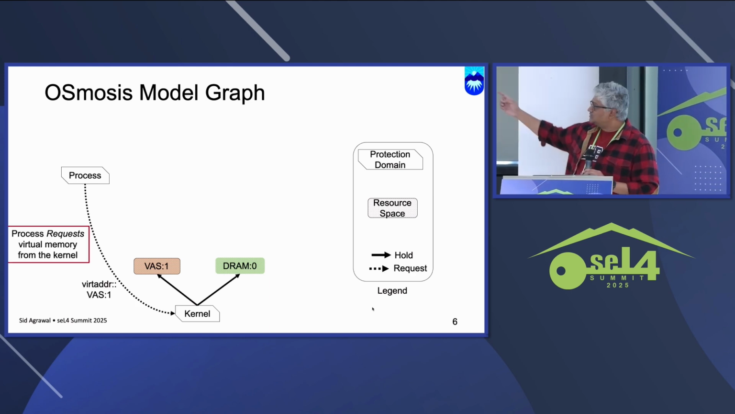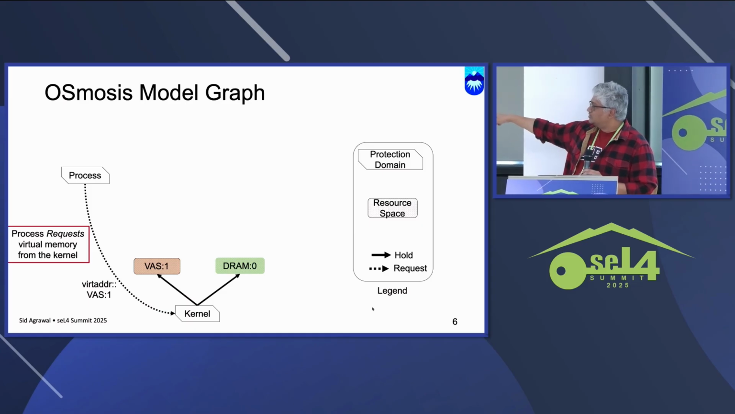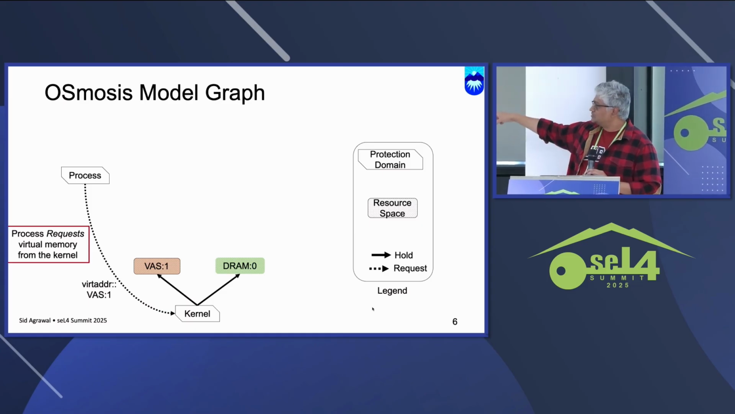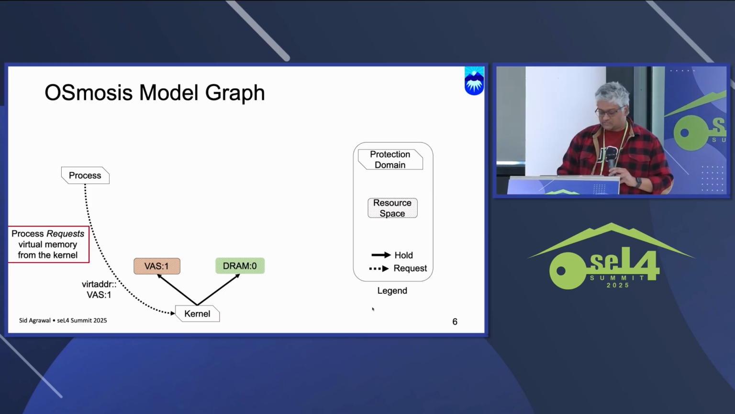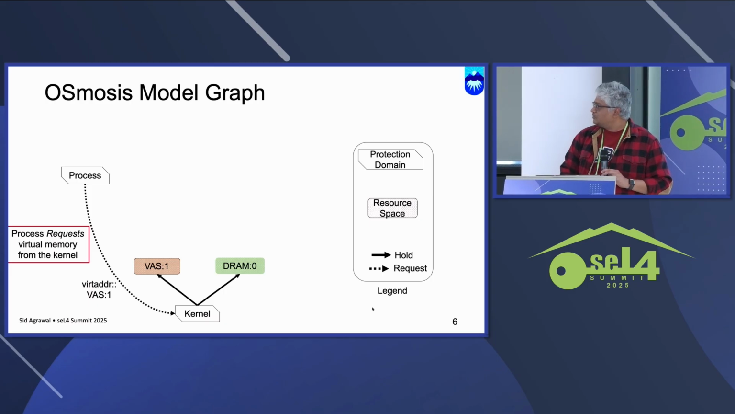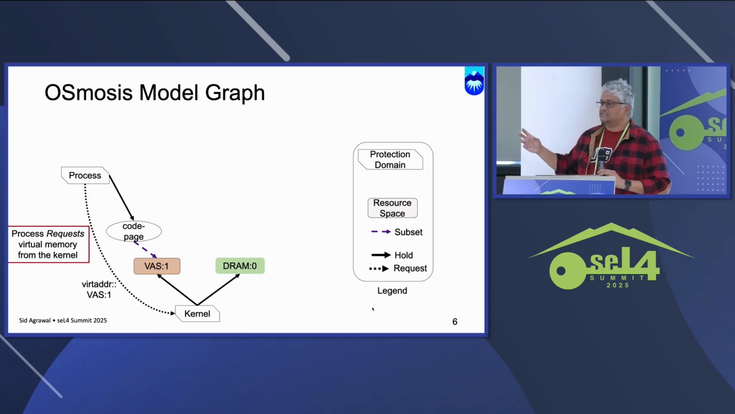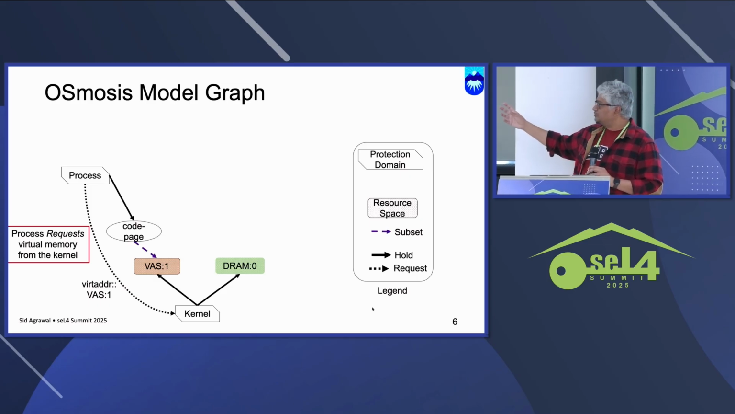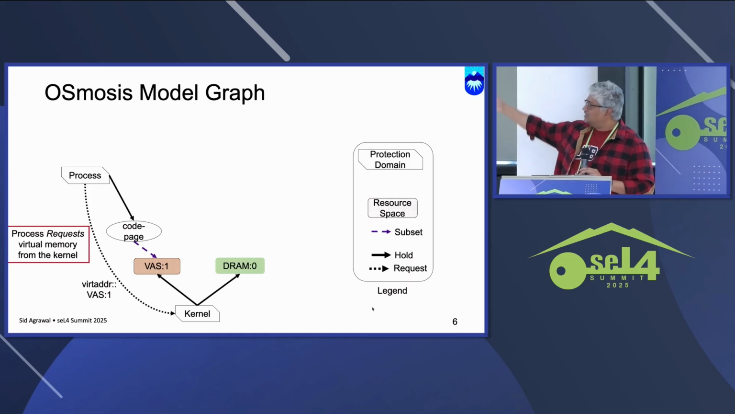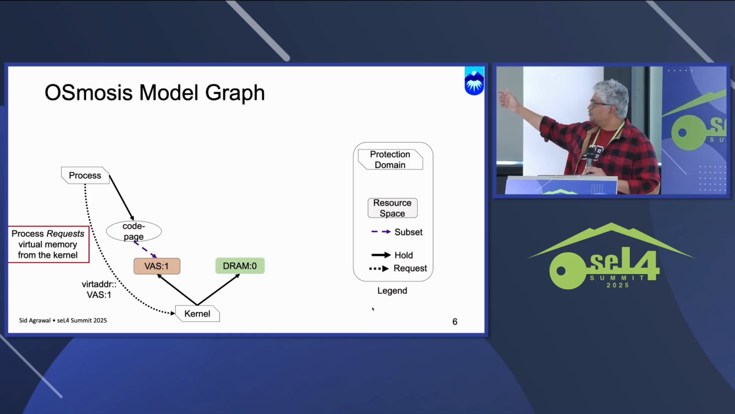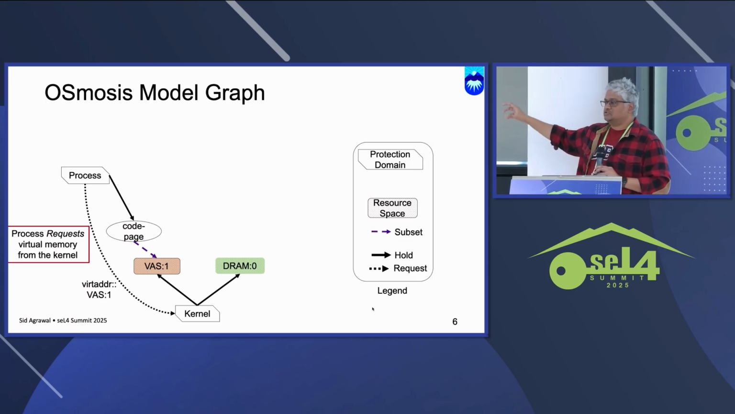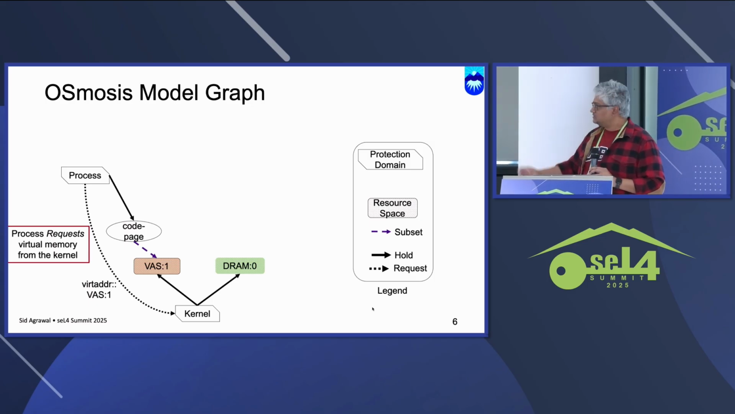And a process, using the dotted edge called a request edge, can request resources from another protection domain. So in this case, the kernel. And by requesting, it'll get a resource. In this case, it'll get a code page resource. The resource is held by the process because it owns that code page, and it is a subset of the resource space. So resources are carved out of resource spaces.